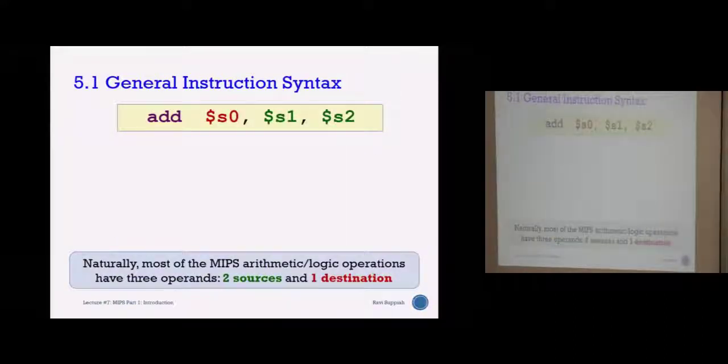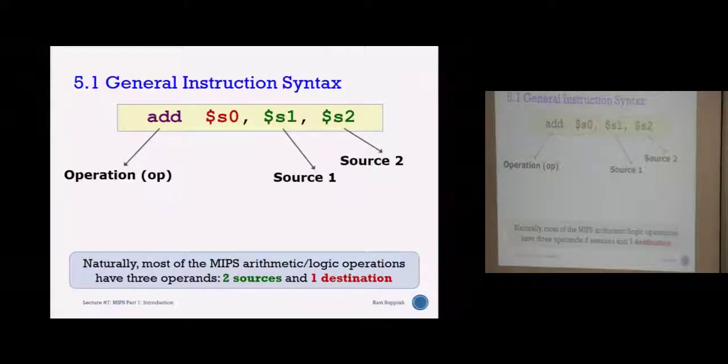Now let's look a bit more at this instruction, the general instruction syntax. Why I say general is because there are different variations. Different instructions will have different formats. So the general syntax is this, where you have 3 registers involved. The first column is your instruction, which is also known as the opcode. The last 2 are your 2 sources, source 1 and source 2, and the first one here is your destination.